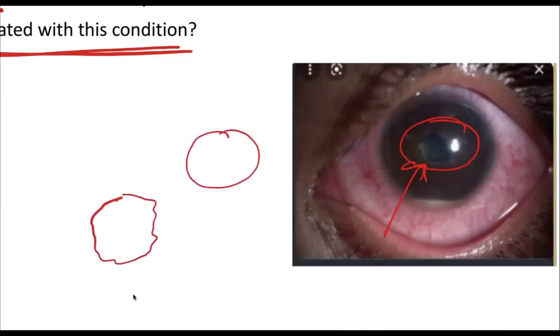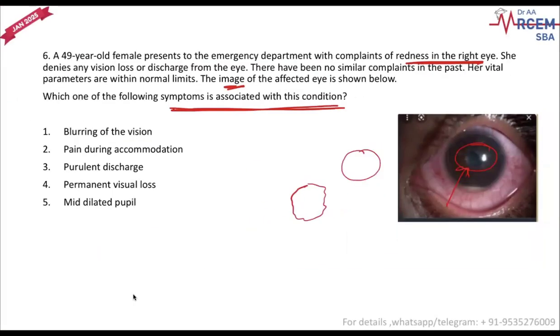Whenever the pupil is irregular, we are always thinking of anterior uveitis. In anterior uveitis, which one of the following is very commonly seen? Pain during accommodation is very commonly seen. Blurring of vision is not seen. Floaters are seen. Purulent discharge is not seen. Purulent discharge is usually seen in bacterial conjunctivitis. Permanent vision loss is not a feature.